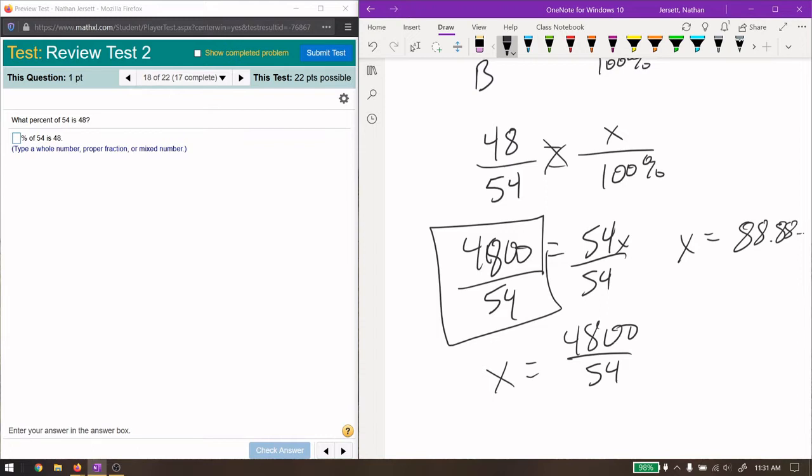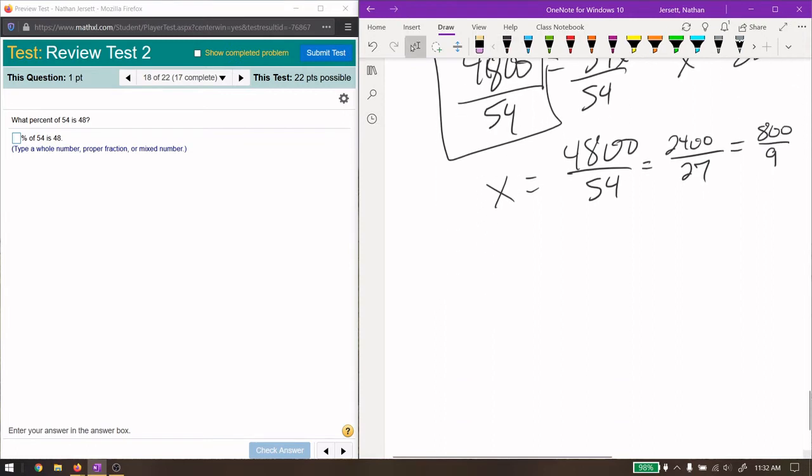We can reduce top and bottom by, I believe, 2. 54 divided by 2 is 27. We get 2,400 over 27. 27 is 3 times 3 times 3, and 2,400 can be divided by 3. That gives us 800 over 9, and that can't be simplified any further.